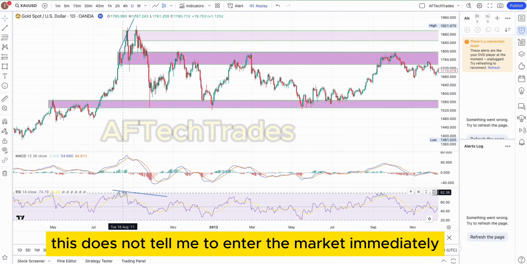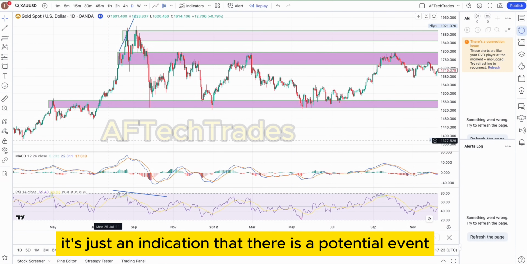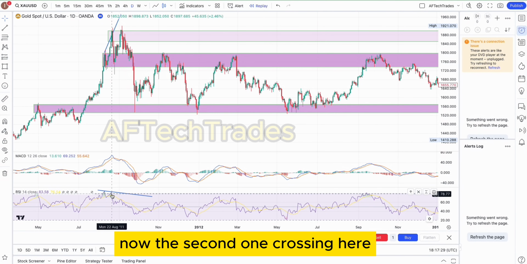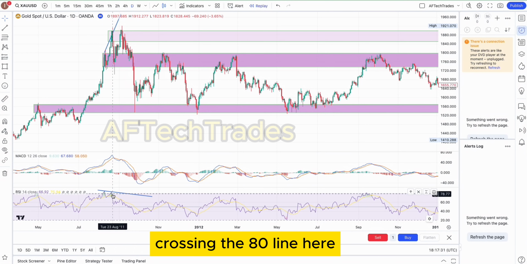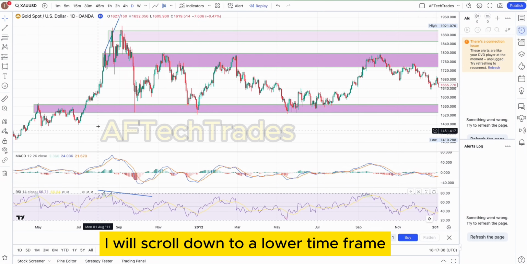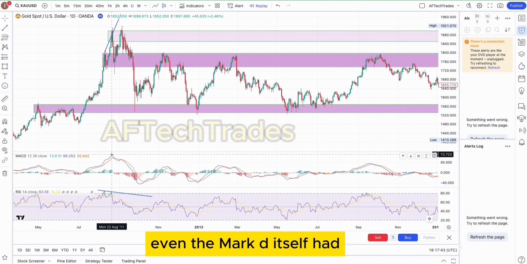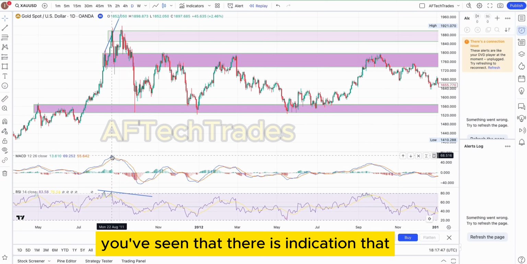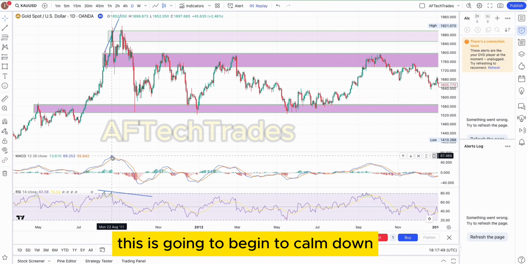This does not tell me to enter the market immediately. It's just an indication that there is a potential reversal. So at what point will we now enter the market? The second one is crossing the 80 line here. Immediately it's crossing the 80 line, I will scroll down to a lower time frame. But note what happened here. Even the MACD itself had an indication that this is going to begin to come down.